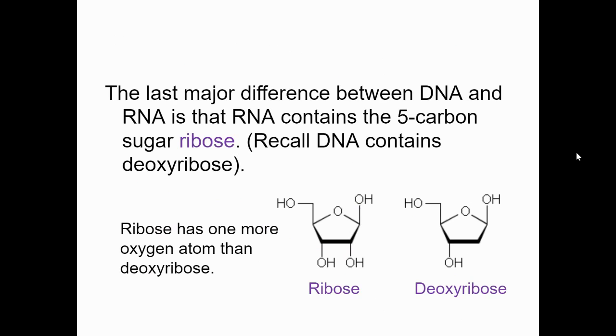Now, the last major difference we see between our DNA and RNA is the type of sugar that helps to make up the nucleotide. Remember, we know it's deoxyribose. That's the sugar found in DNA. But in RNA, it's called ribose. And so they're still both five-carbon sugars, except ribose has just one more oxygen than our deoxyribose molecule.